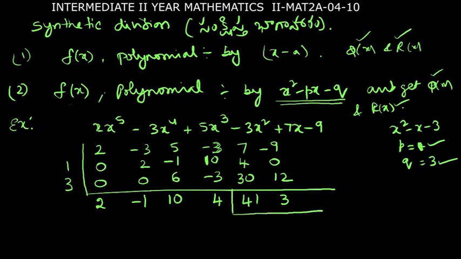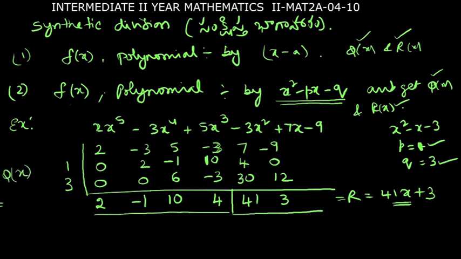This is the remainder. What is the remainder? Remainder is equal to 41x + 3. Okay. Because you are dividing by x square, your remainder will have an x term. 41x + 3. What is q of x? Q of x is equal to constant, x coefficient, x square coefficient, x cube coefficient. Okay. 2x cube minus x square plus 10x plus 4. This is q of x.